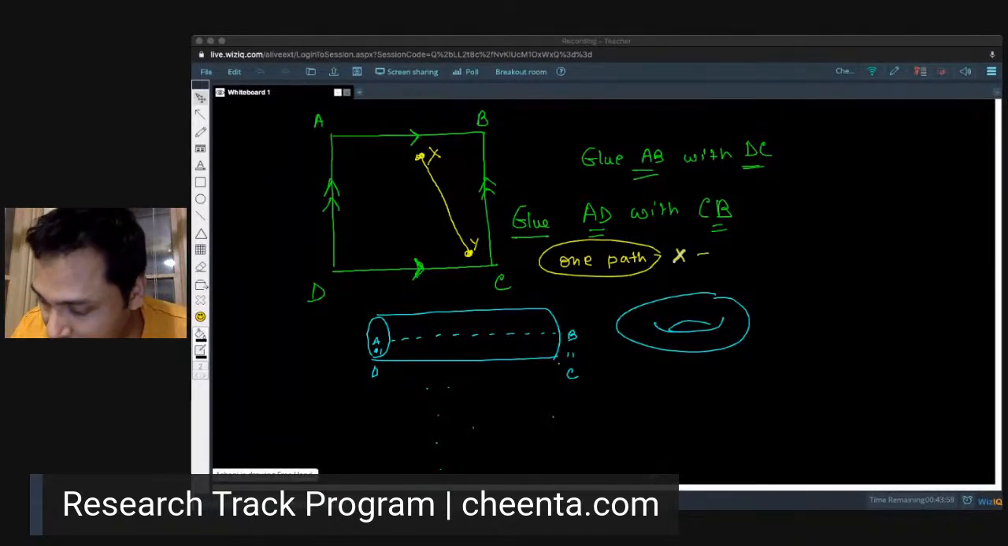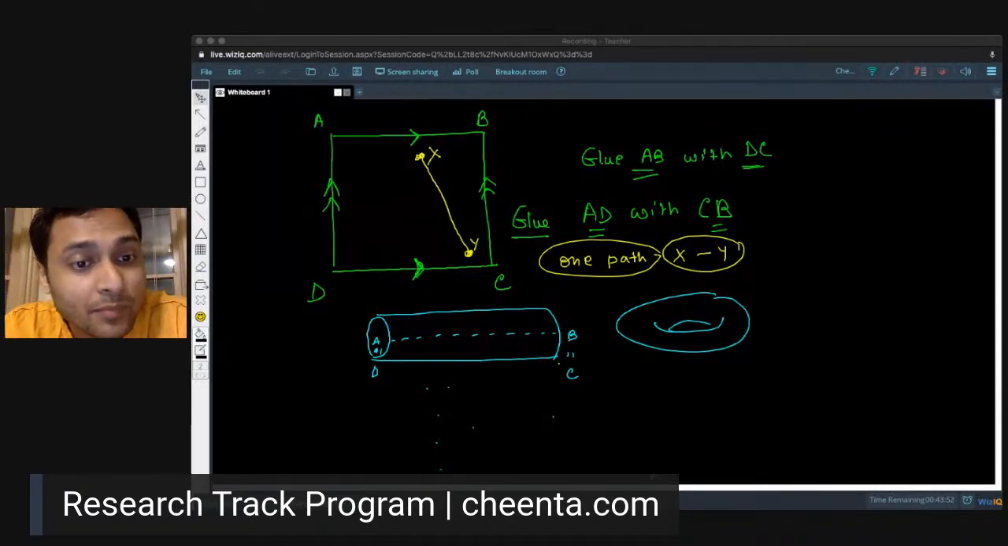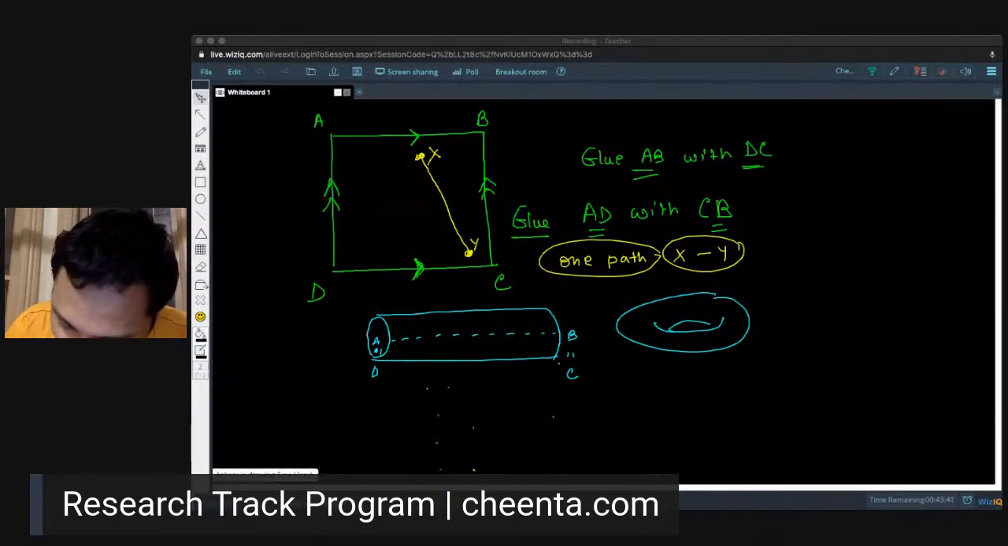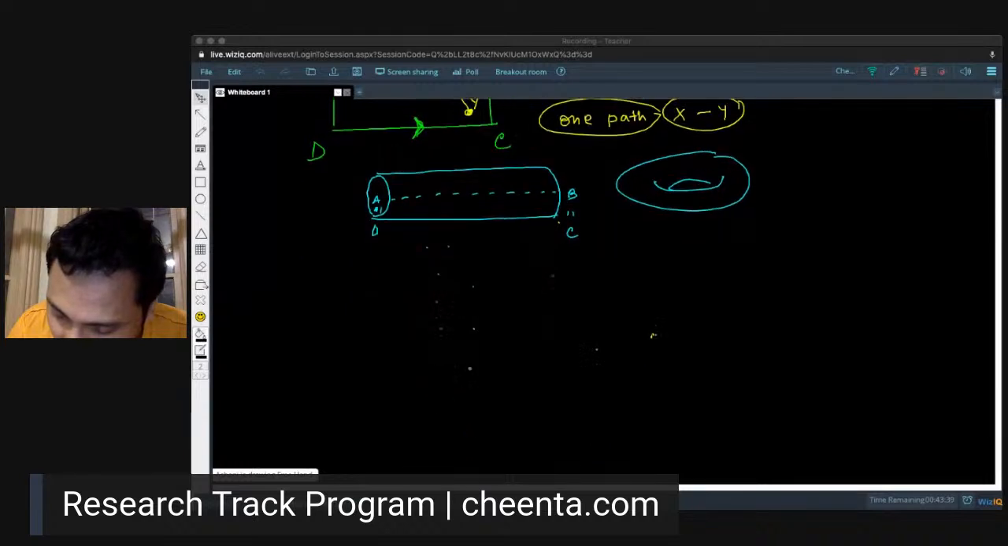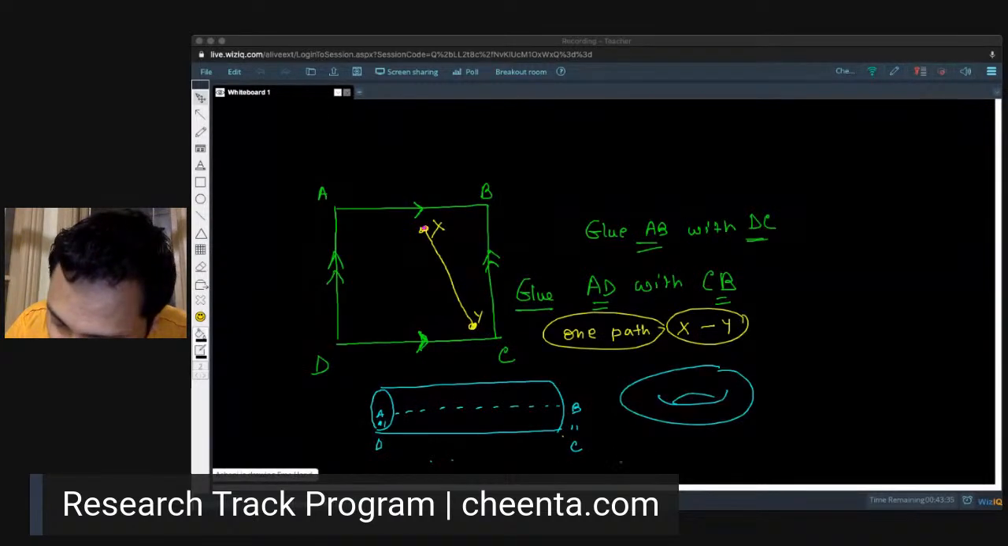X to Y, this straight line. But there is actually a shorter path of doing this. On the torus, there is an easier way to do this. How? Well, what you can do is move toward AB, like this.